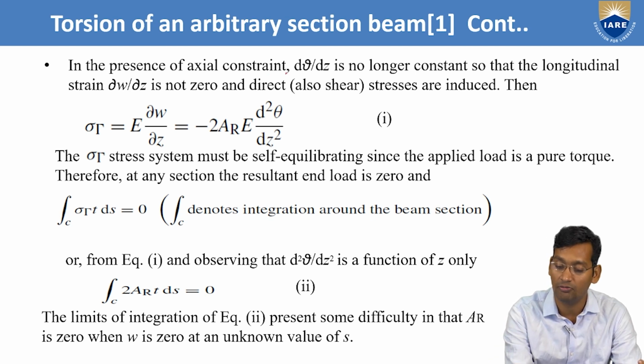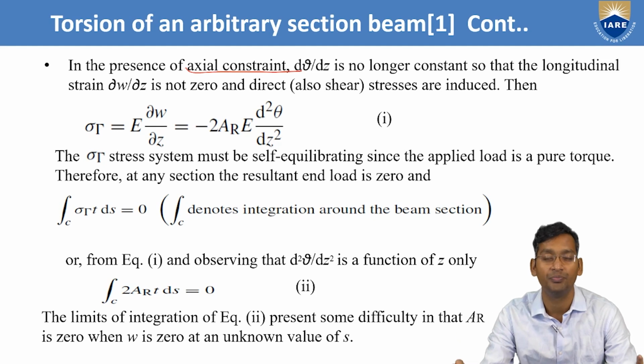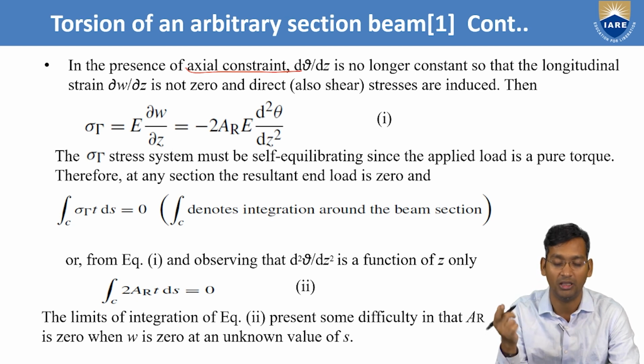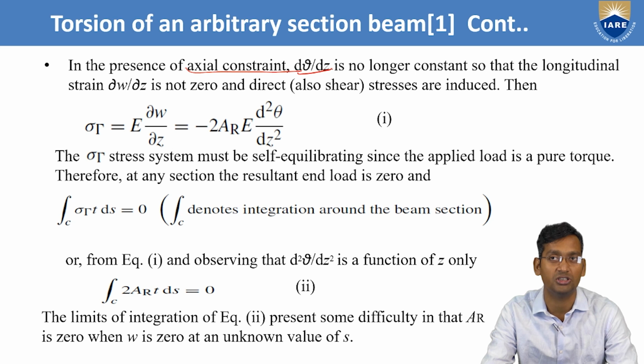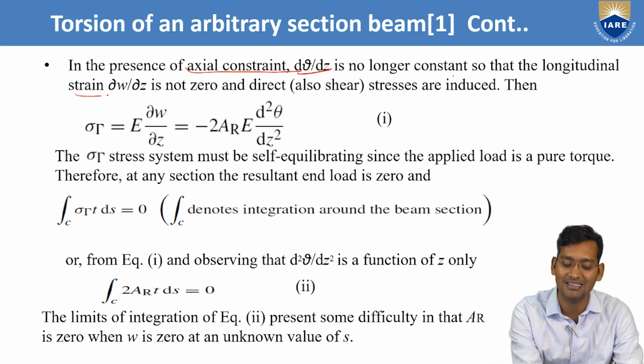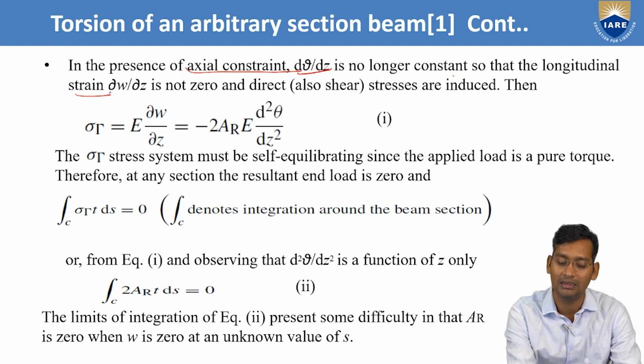Same here. Because of that axial constraint, the force should be applied at the origin or shear center only, then no distortion will be there. But if we are not applying it there, d theta by dz now won't remain constant, right? So it is no longer constant, so the longitudinal strain del w by del z is not 0. Earlier we took d theta by dz as 0, meaning there is no constraint, and no constraint means no strain, so we took the longitudinal strain as 0.